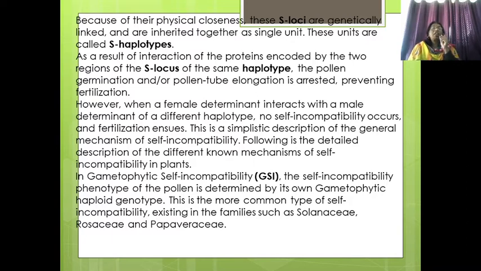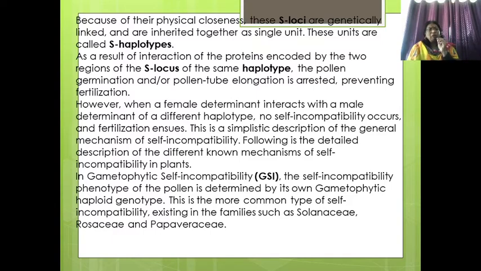As a result of interaction of the proteins encoded by the two regions of the S locus of the same haplotype, the pollen germination or pollen tube elongation is arrested, and it is responsible for preventing fertilization.